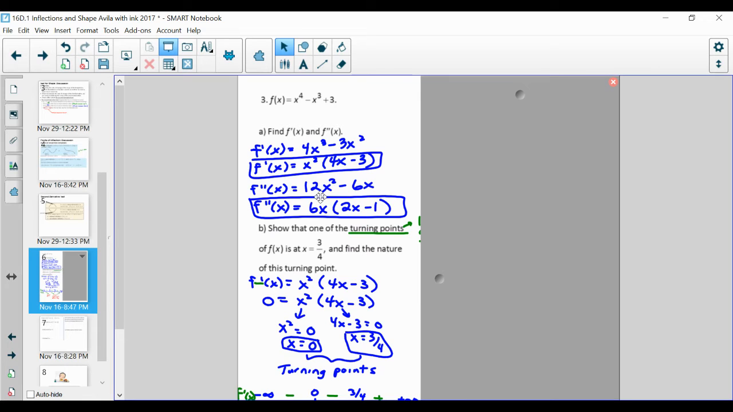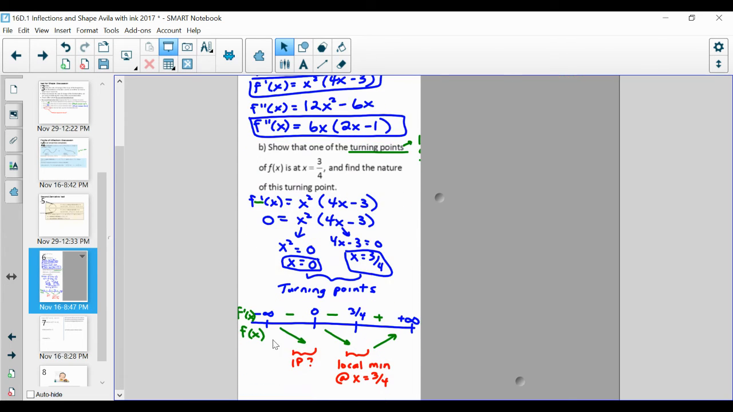Notice that for my second derivative, it's actually easier if I use this expanded form to find it. I like the factored form for later, but I like the standard form to help me find my second derivative, so I don't have to use the product rule. And then I factor it. So take the first derivative, factor it, set it equal to 0. Usually I do that part first. Okay, so here's my first derivative set equal to 0, and I have turning points at 0 and 3/4.